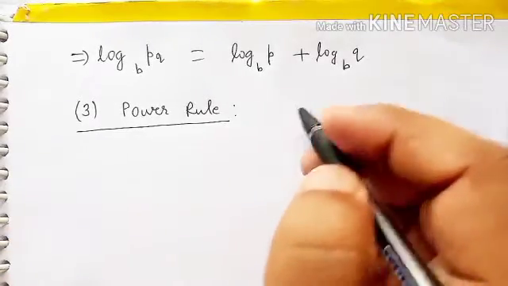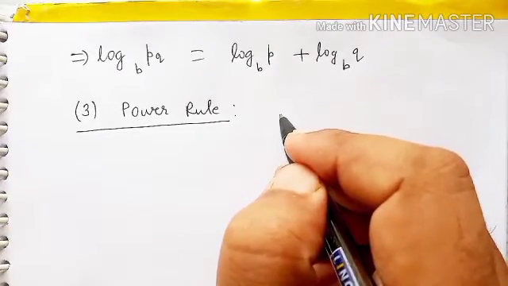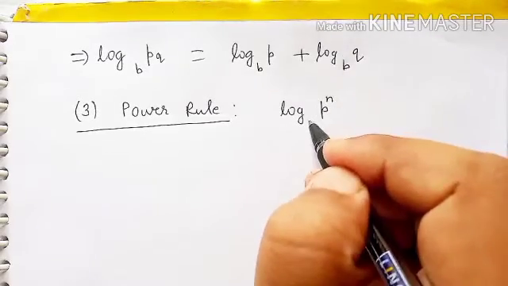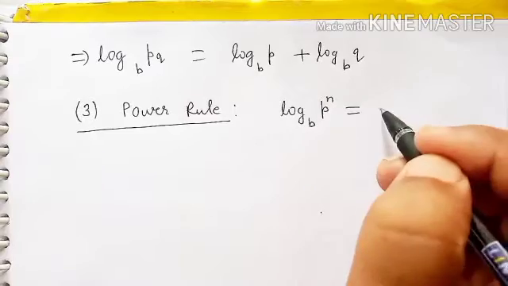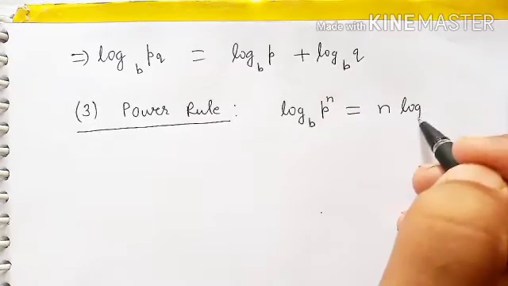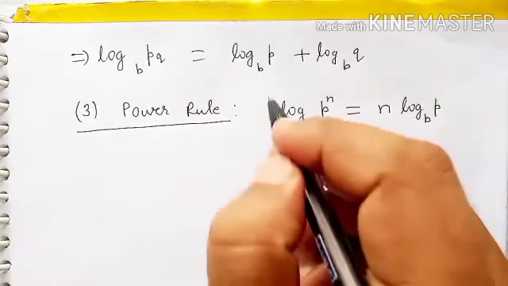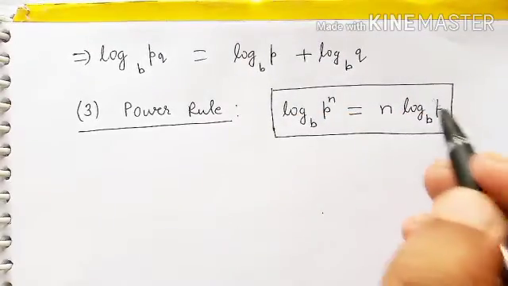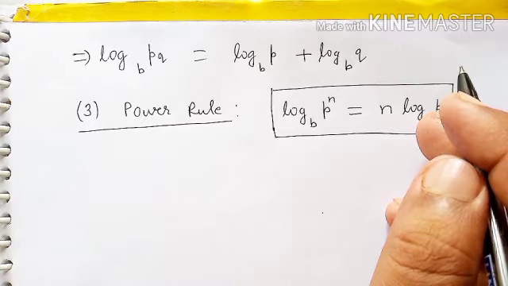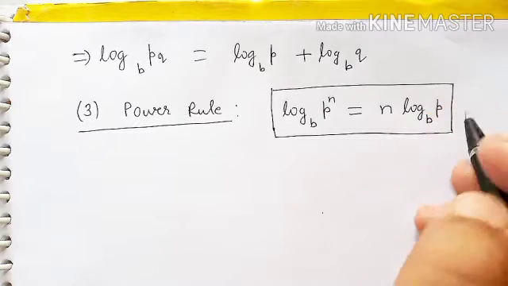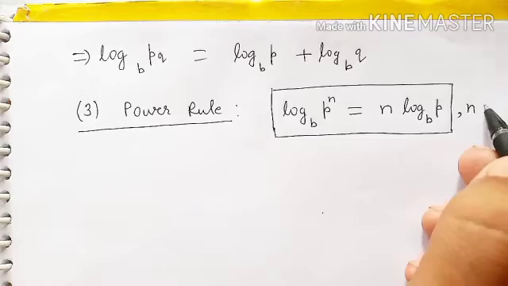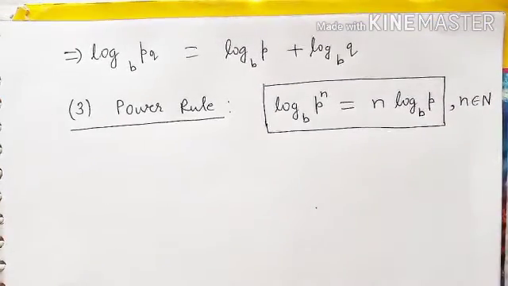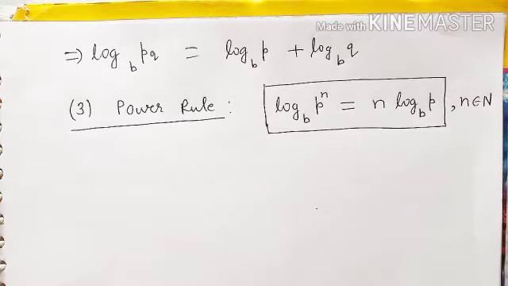According to this rule, log of p to the power n to the base b is equal to n into log of p to the base b, where n belongs to the set of natural numbers. Let us prove it.